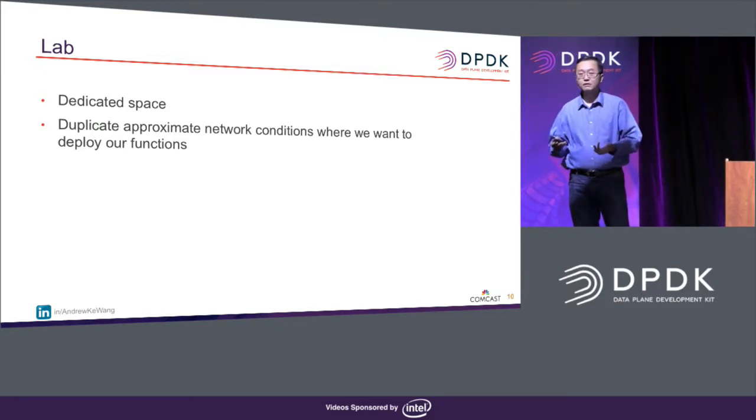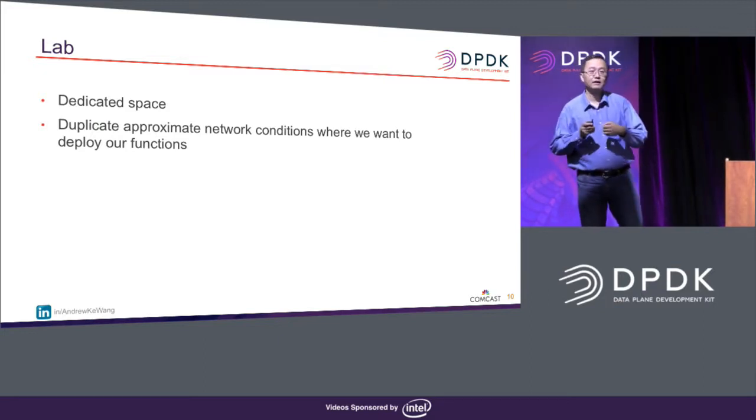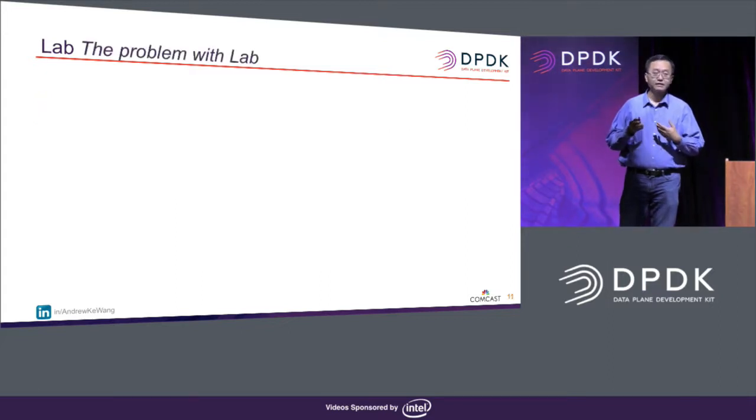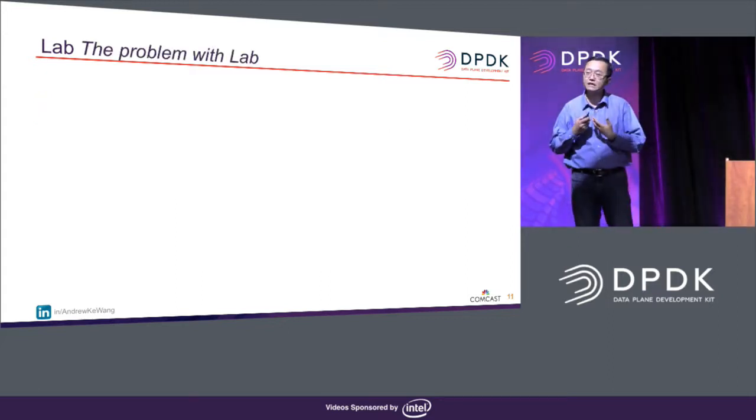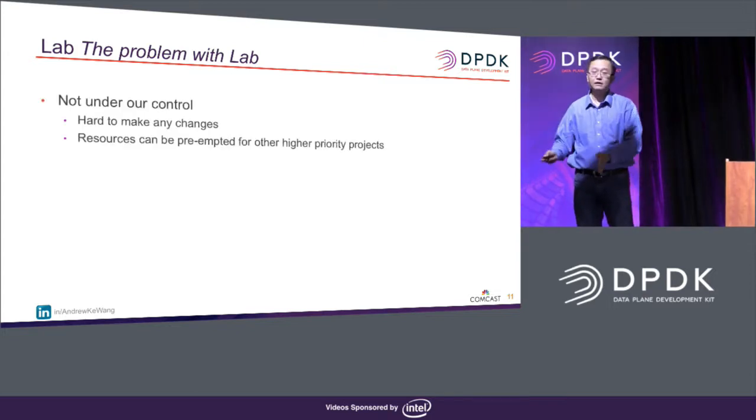So that's what we thought, right? But of course, we also ran into problems. We are application developers. We don't have keys to the kingdom of the network, even though it's Comcast. So it was very hard to make any changes.